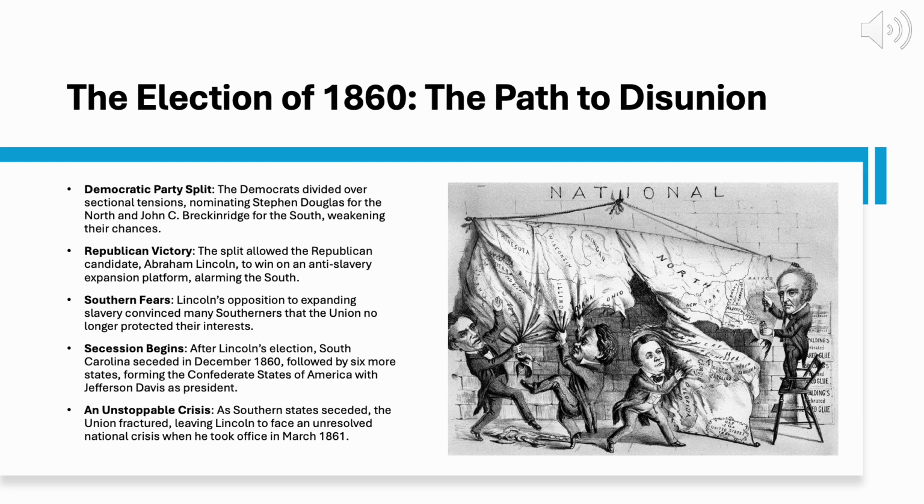Northern leaders, including outgoing President James Buchanan, struggled to respond to the secession crisis. Buchanan, who believed that secession was illegal but that the federal government lacked the authority to prevent it, took a passive stance. This left Abraham Lincoln with the task of confronting secession when he took office in March 1861. The nation was now conclusively divided, and the possibility of a peaceful solution had all but vanished.